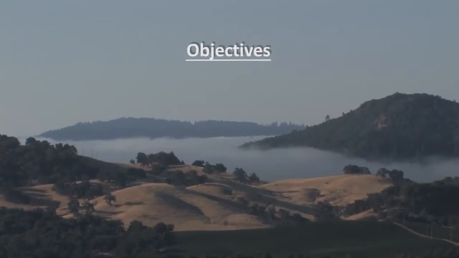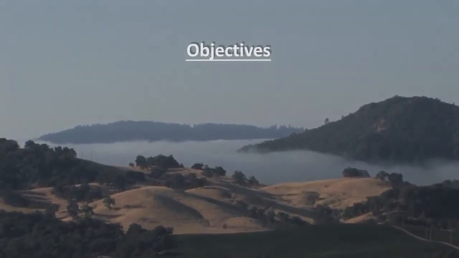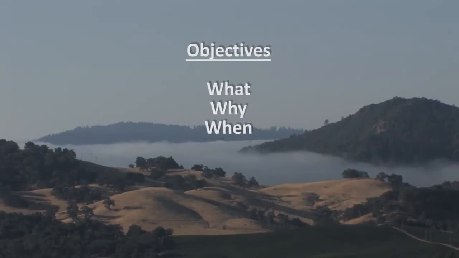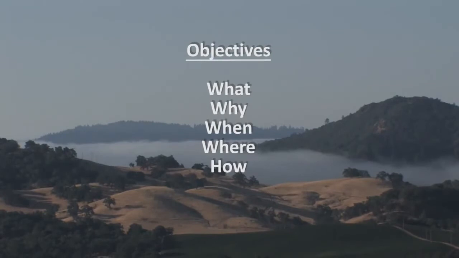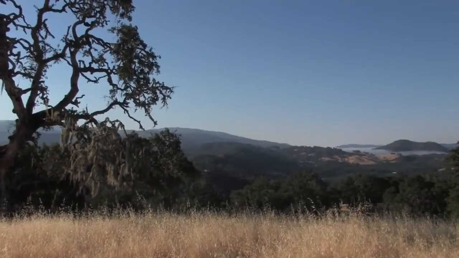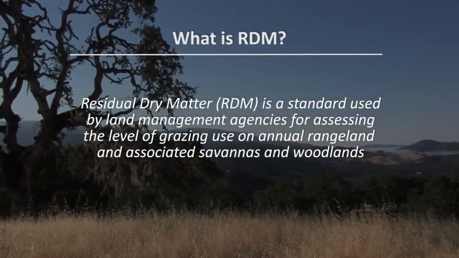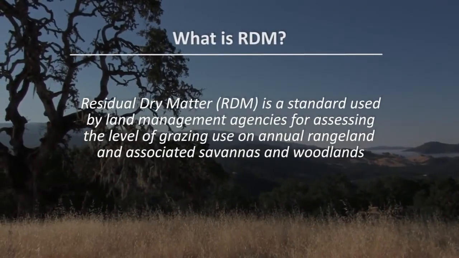anrcatalog.ucdavis.edu/pdf/8092.pdf. The objective of this video is to show rangeland owners and managers the what, why, when, where, and how of using residual dry matter, or RDM, to monitor rangelands in California. Specific RDM guidelines or objectives for 3 types of California grasslands will also be explained.